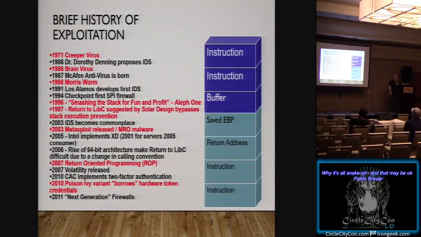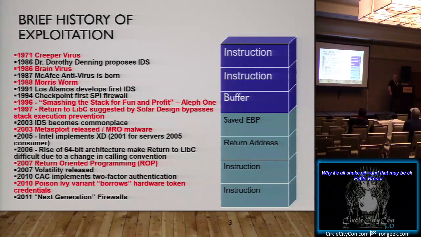Perpetrated malware that actually gets around two-factor authentication. It does so by actually borrowing the credentials that are on smart cards. So we're not even safe via 2FA. In 2011, we get the first instance of quote-unquote next-generation firewalls. Notice that that doesn't actually address any of the previous things that haven't been mitigated yet. So we still have problems with return to libc exploits. We still have problems with return-oriented programming. And we still have problems with two-factor authentication being taken advantage of by malware.